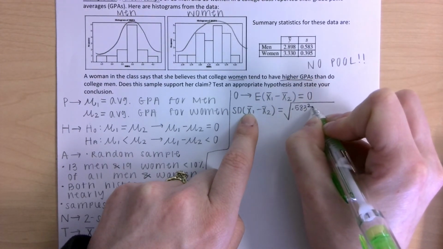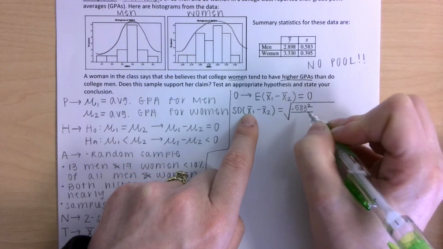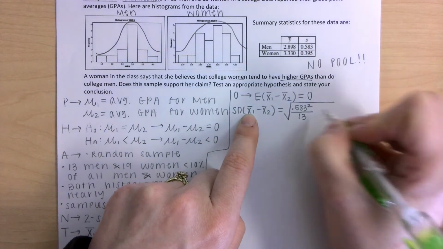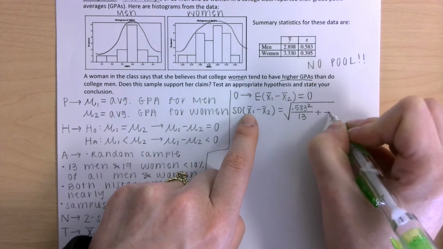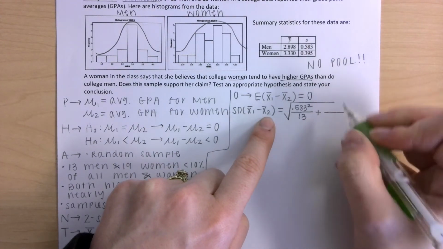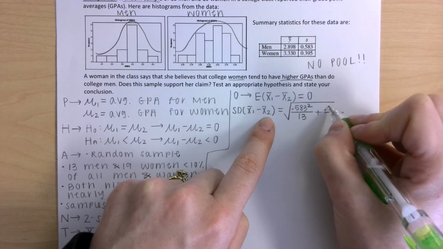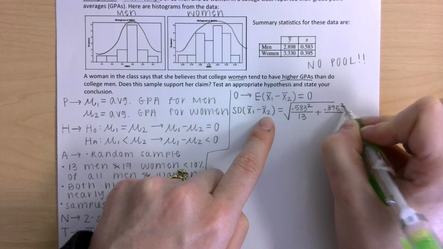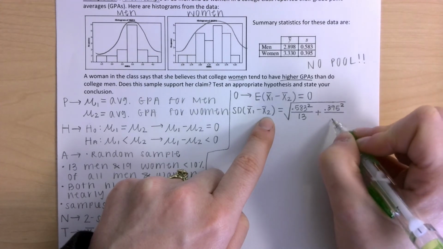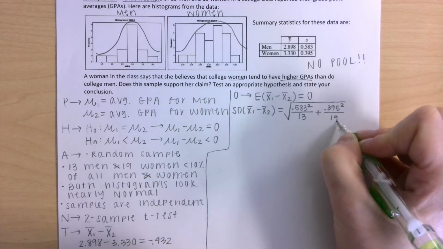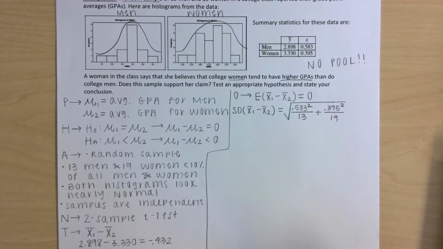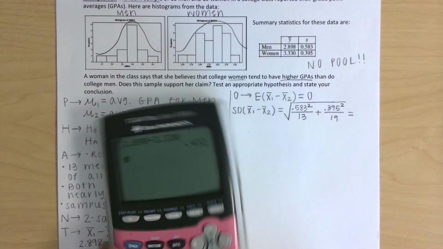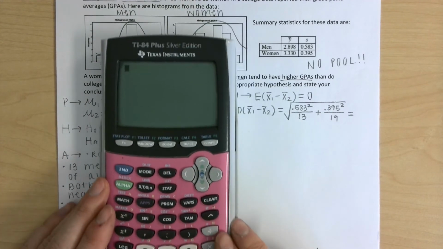We're going to square that and divide by the number of men. So that was 13. We're going to add, do the same thing for your second sample. So women had a standard deviation of 0.395. Again, I'm squaring that and then dividing by the number of women, which is 19. Okay, let's go ahead and plug this into our calculator.